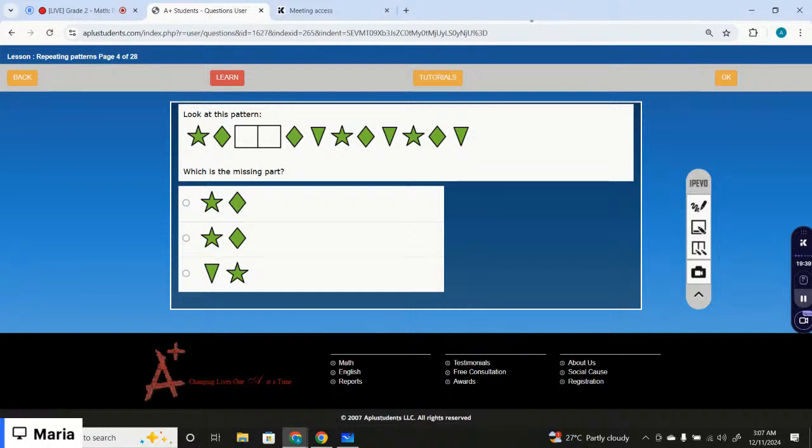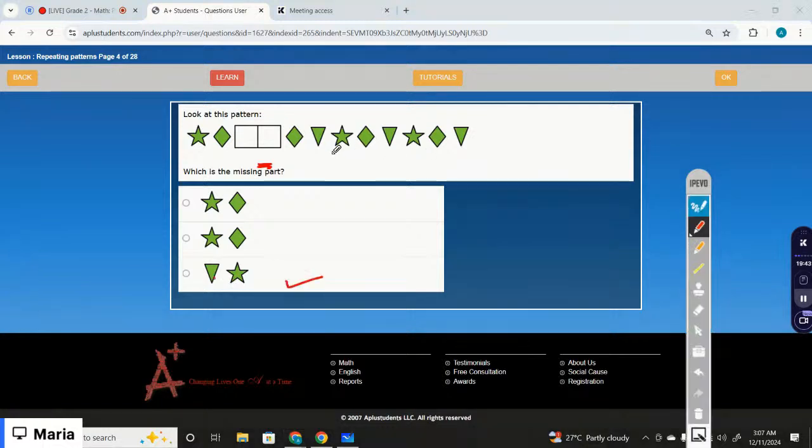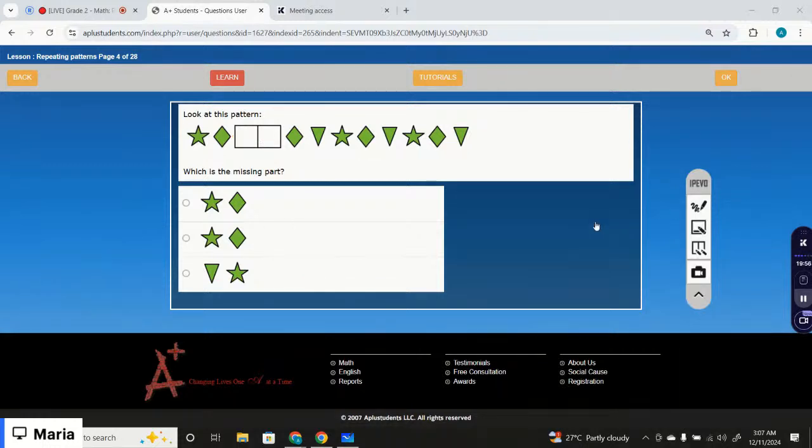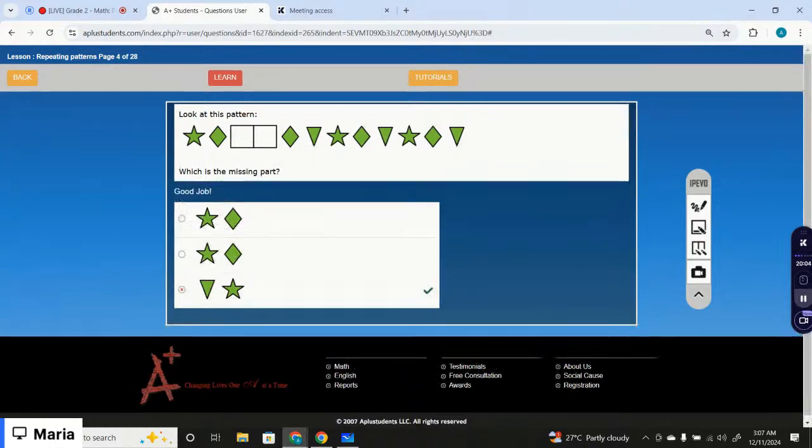Look at this pattern. A star, a diamond. You can understand from here. Star, diamond, triangle, star, diamond, triangle. So that means there must be star, diamond, so triangle and star is missing, right? Option number C is the correct option. The missing one is option number C. That is, there must be a triangle here and then a star. So option number C is the correct option.